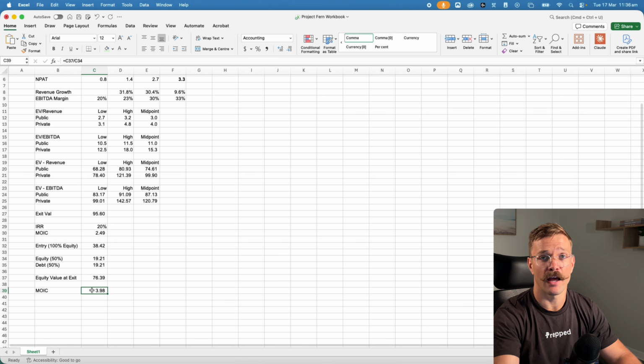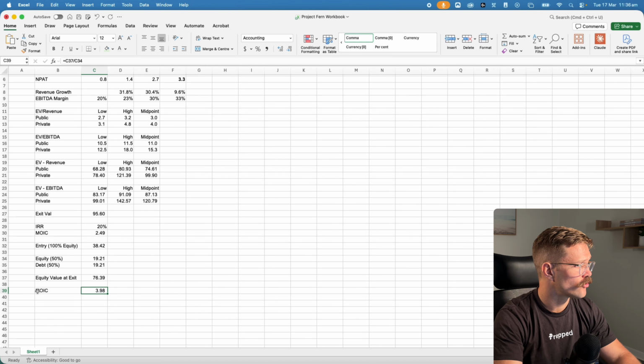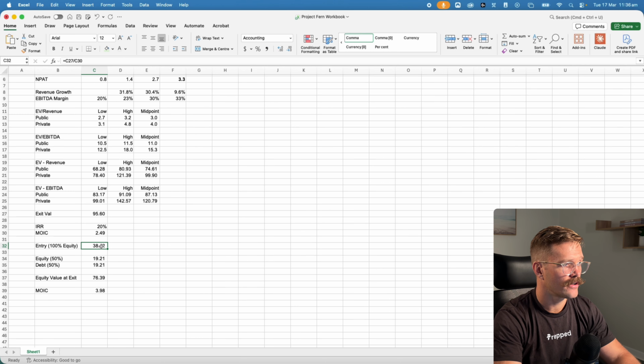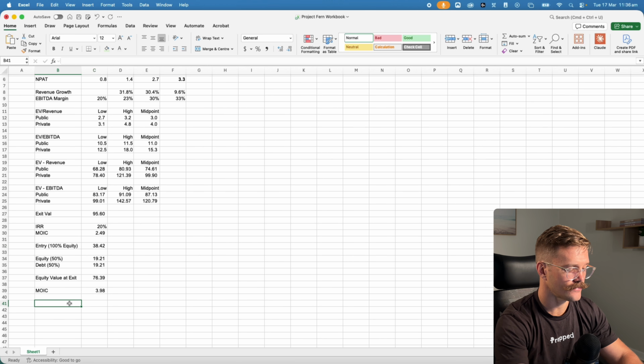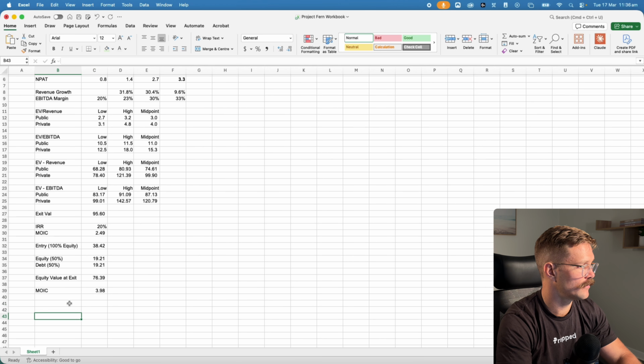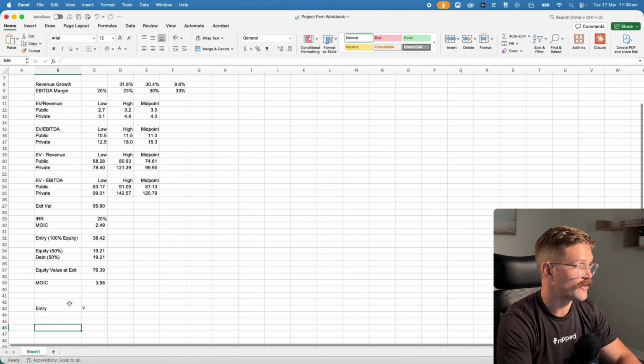This here is higher than that. So what we want to do is figure out what split, what entry price makes sense for us to get to that position. So let's just give a bit of space here. So entry, a bit of a question mark at the moment. That's what we need to figure out.